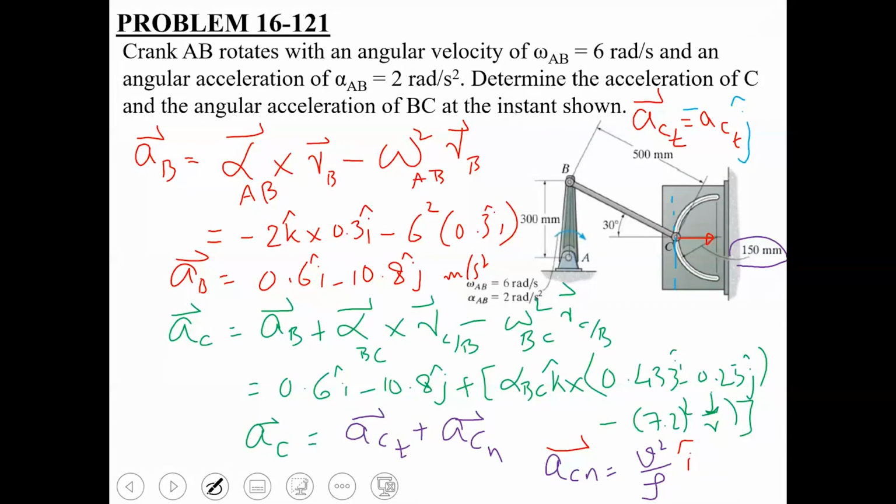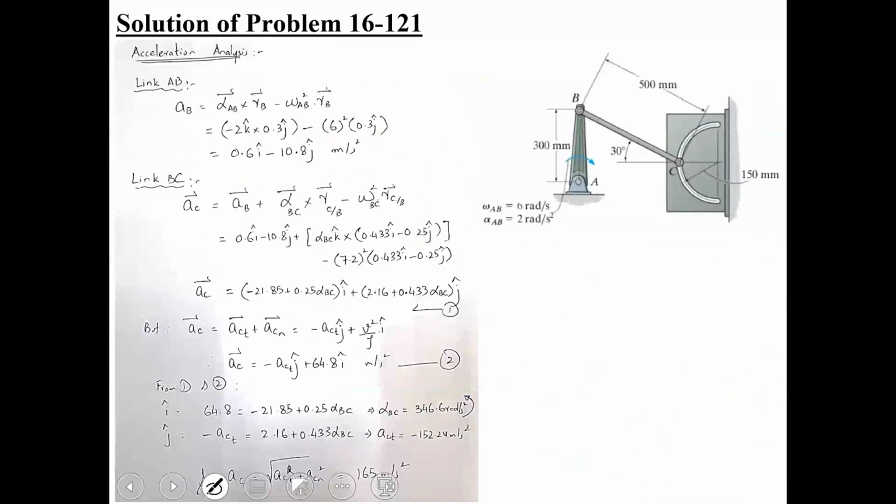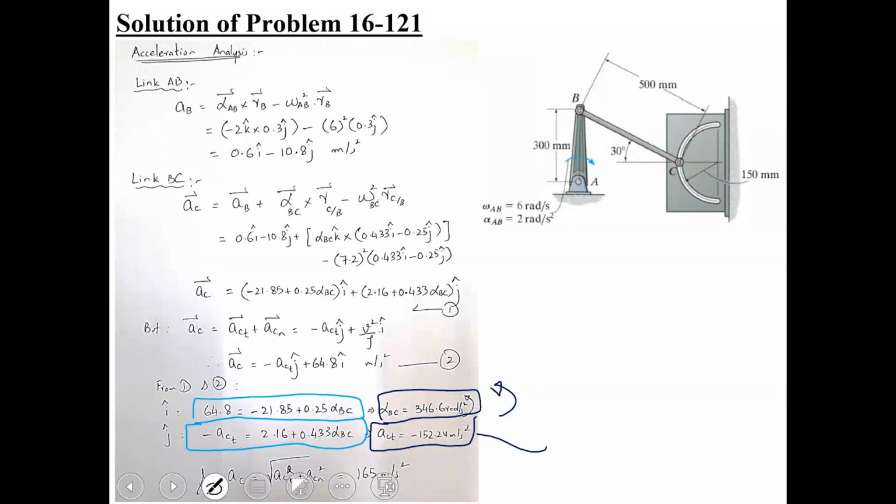Now comparing the I and J coefficients on both sides of this equation. Once you compare the I coefficient, you will get this equation. Once you compare the J coefficients, you are going to get this equation. Solving these two equations would give you the value of alpha, the angular acceleration of this connecting rod, equal to 346.6 radians per second square. Since this value comes out positive, it means your assumed direction of alpha is correct. This ACT comes out to be a negative quantity.